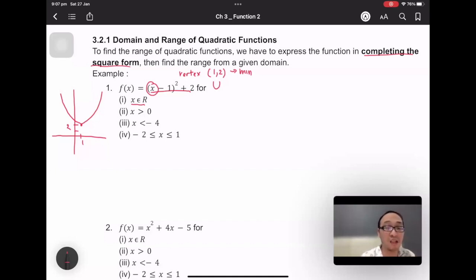From this sketch, for part I, when x is a real number, so x can be any number from negative infinity to positive infinity, we can see that the range, the y values, are from 2 and up. So y is greater than or equal to 2 for the range, because you will never find values less than 2.